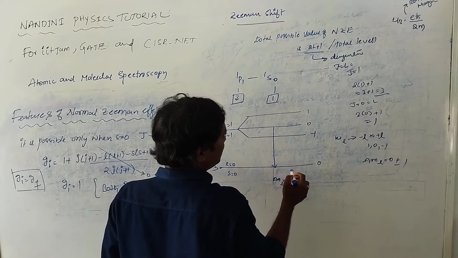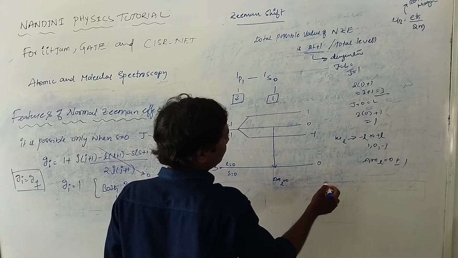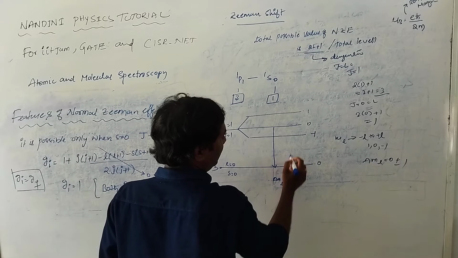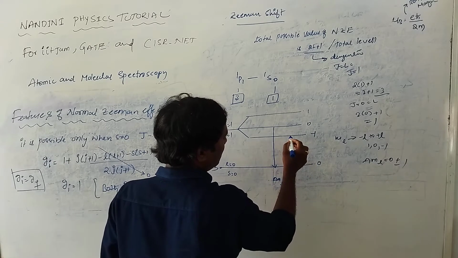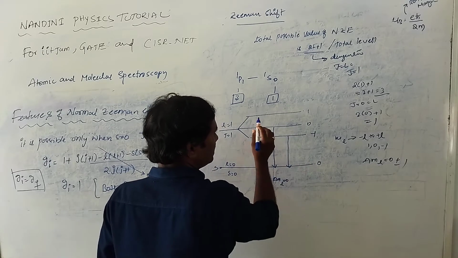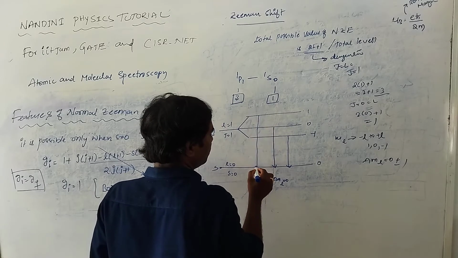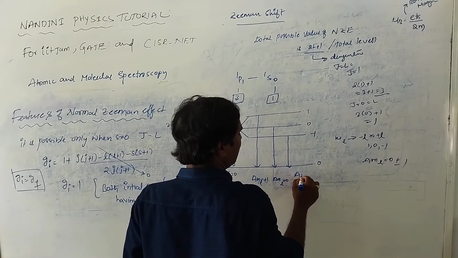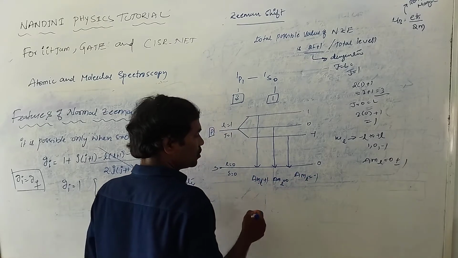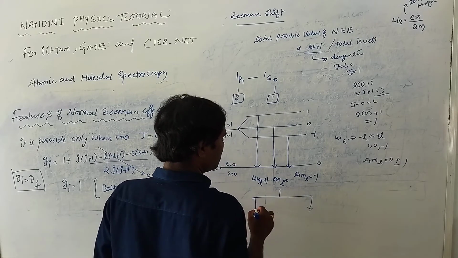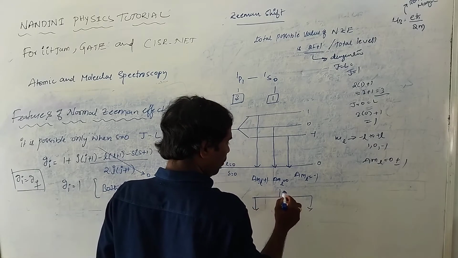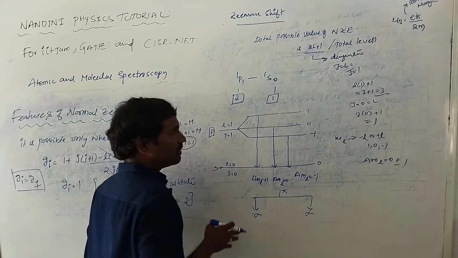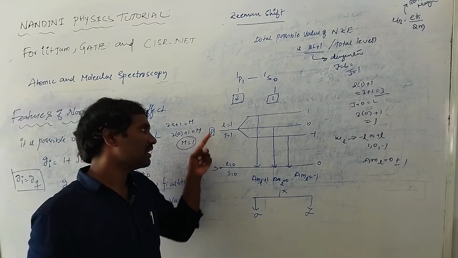And see, minus 1 to 0, the changing states are nothing but delta ML, minus 1 to 0. So this is one possibility. And see, this is plus 1 to 0, another possibility. This is called delta ML plus 1 and this is delta ML minus 1. So these are the possible ones. Now we can specify this transition: this is pi polarization and this is sigma polarization. So this is the triplet to triplet transition, singlet to singlet transition.